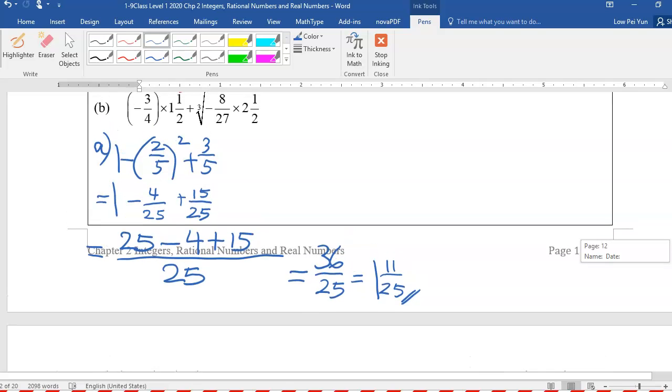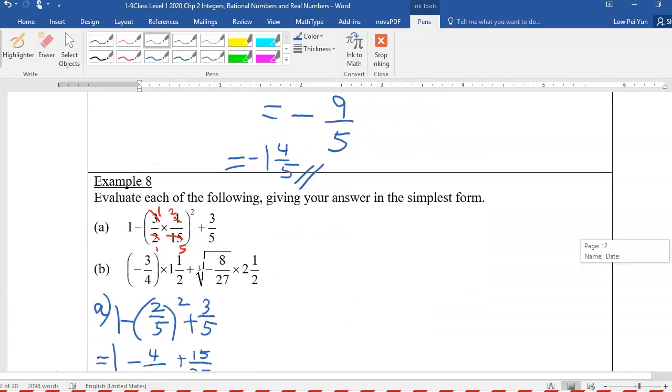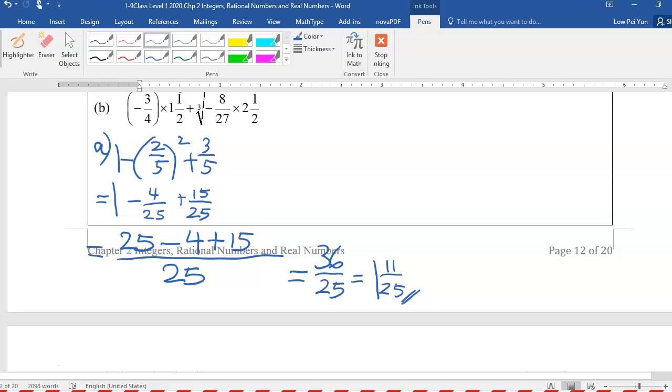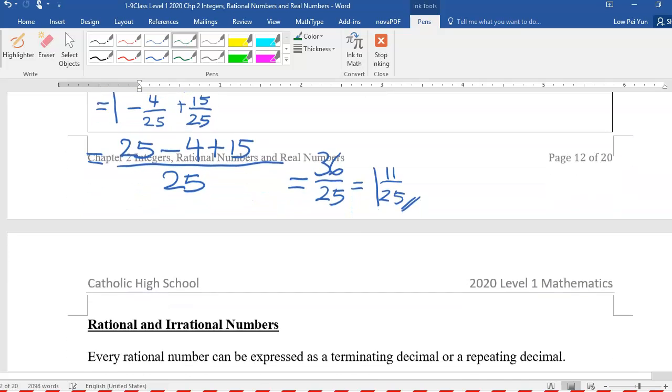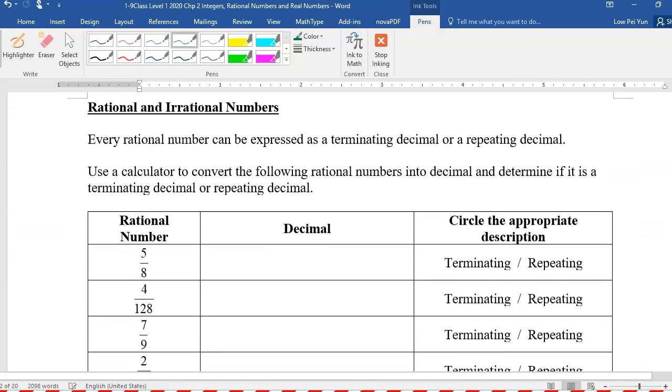Alright, so for this part B, please try on your own. And the answer you are going to get is -2 and 19 over 24. Okay. Yay, we are at the very last page of the notes. Other than that will be the summary. I want to teach you. Should I teach you this part? Yes, I want to teach you.